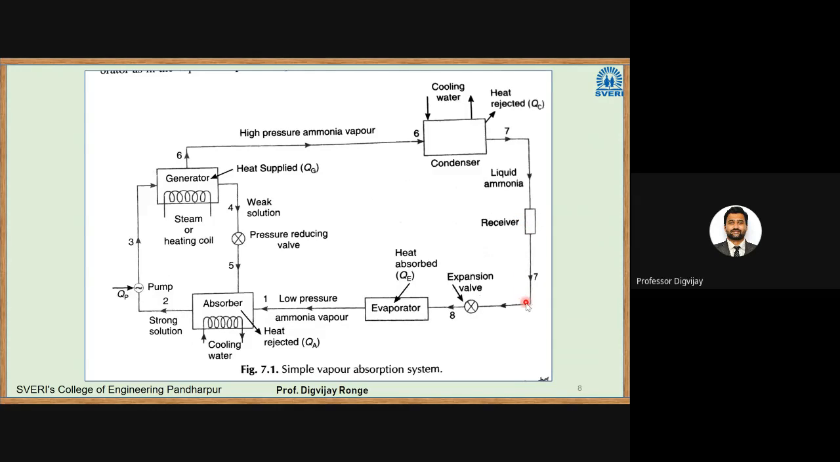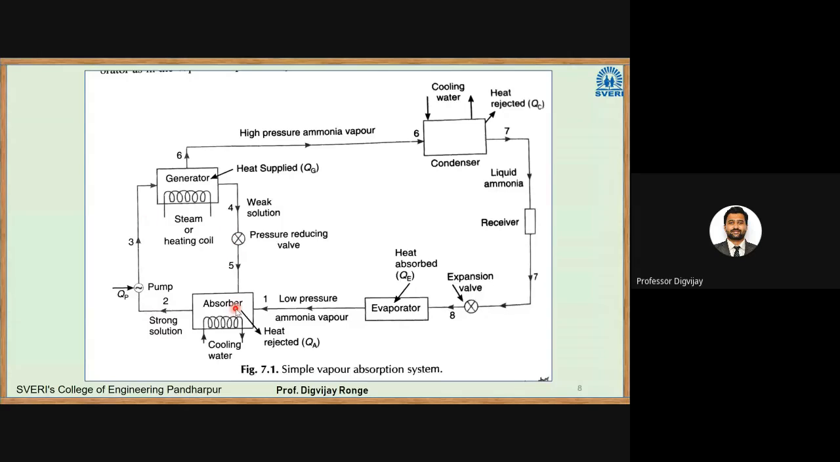Then liquid ammonia is passed through the expansion valve. We know the function of the expansion valve. So expansion takes place at a constant enthalpy. So that is an isenthalpic expansion. Pressure is being reduced, and this liquid plus vapor ammonia is passed to the evaporator. So this is the cycle of the refrigerant. And this is the cycle of the absorber, from absorber to pump to generator to pressure reducing valve to again absorber.